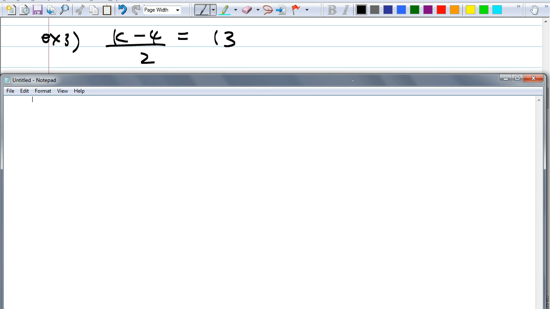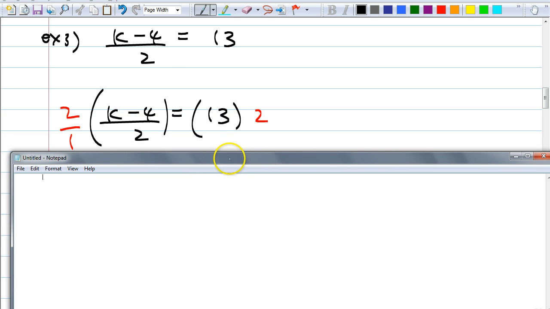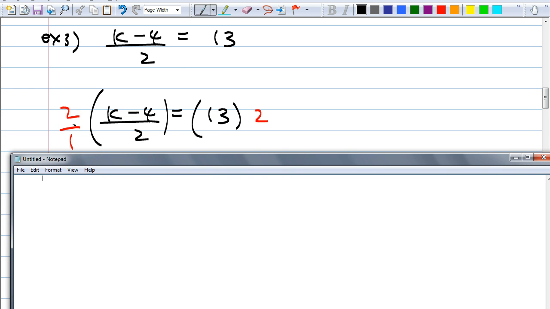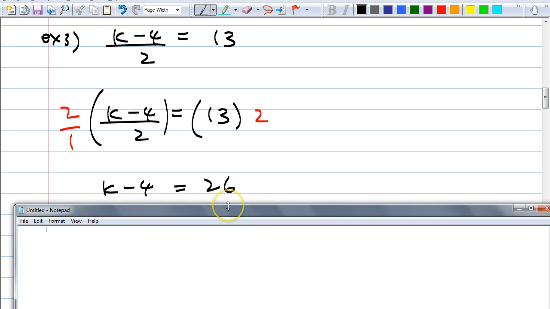Multiply both sides by 2 first, right? So Matthew, if I do that, can you tell me what I get? k minus 4 equals 13? Exact 13? 26. You can't just multiply the left side by 2. You've got to multiply both sides by 2 right here. I wrote it as 2 over 1. Do you see how the 2 on the top and the 2 on the bottom will cancel out, which will get you x minus 4 equals 26?